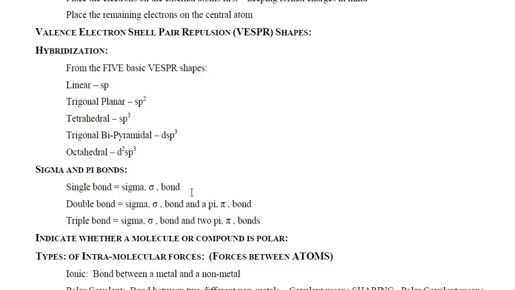Normally on the AP exam they'll give you a compound or ask you to draw a compound correctly, using the correct Lewis structure and the correct formal charges, and then you indicate how many sigma bonds or how many pi bonds are on this structure. So be sure that you can do that as well.